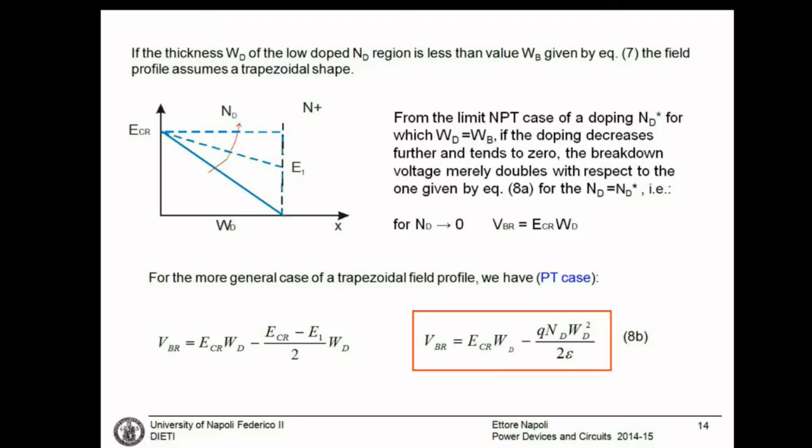The limit case for the non-punch-through case is for a doping ND star in which the depleted region at breakdown is equal to the depleted region at breakdown, and hence we have the electric field that arrives exactly at the beginning of the N+ region before reaching the breakdown.